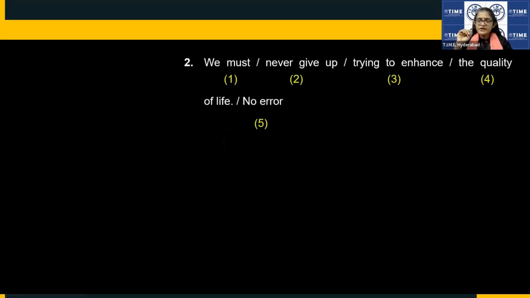We must never give up trying to enhance the quality of life. Is there any error here? I cannot find any error. You may say the quality of our life, but that doesn't matter because quality of life is an expression. So no error here. If you think there is any error, please try and analyze the sentence and look at other similar sentences, then you will understand the construction. There is no error.